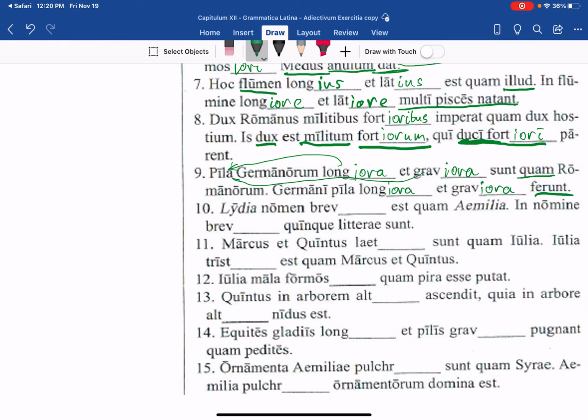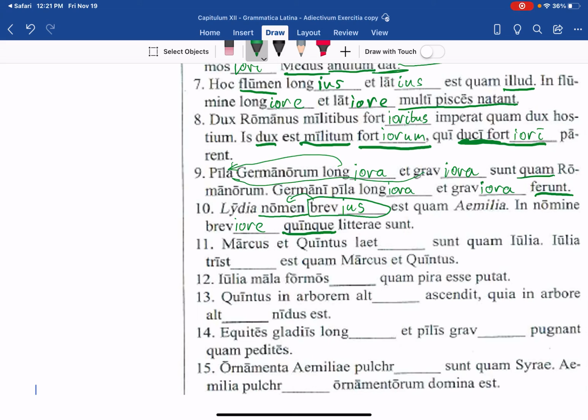Number 10, Lydia nomen brevius est quam Aemilia. Nomen is neuter, and so brevius is the neuter nominative form that's going with nomen. Lydia is a shorter name than Aemilia. In nomine breviore quinque litterae sunt. In the shorter name, there are 5 letters.